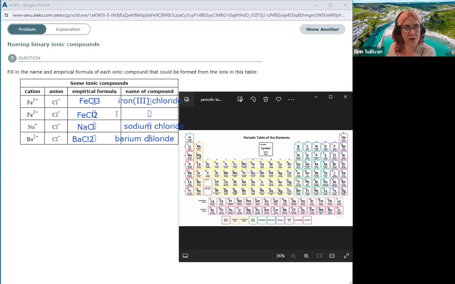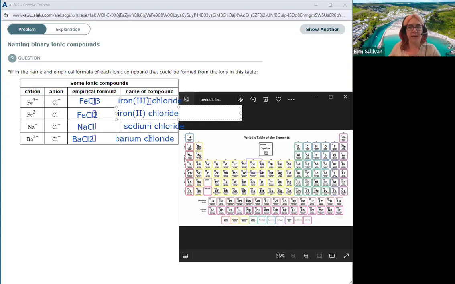So you just use Roman numerals in parentheses after the name of the metal, and that will be for any transition metal. Scandium and yttrium tend to only be +3, so they don't really count. But the rest of them, any of these in here have got variable charge, plus tin or lead. So you should always indicate the charge with Roman numerals when you're naming those kinds of compounds.